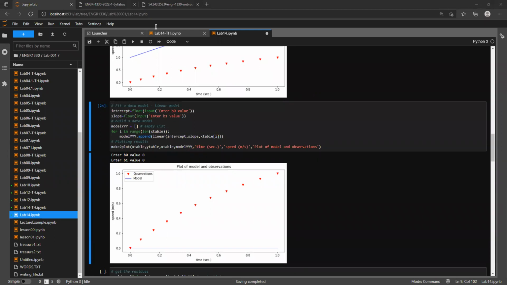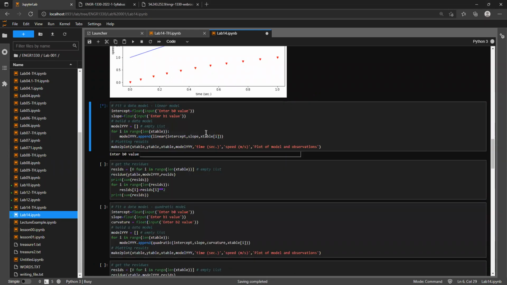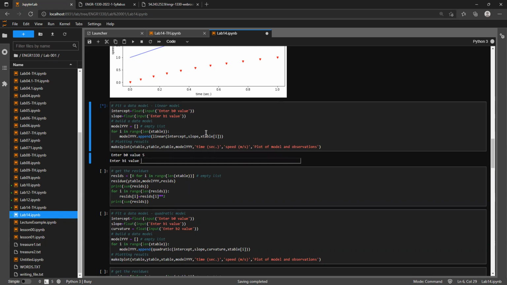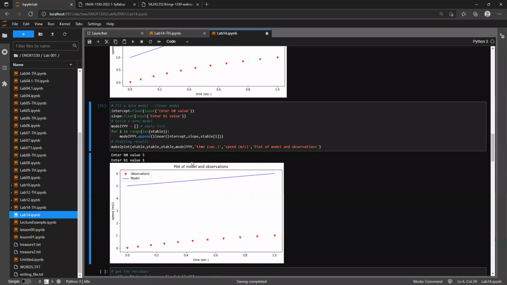So let's try again. What should my y-intercept be? What should b0 be? 5. Interesting. So we went from 0 to 2, and that moved it up. And we're going to set it to 5, and it's going to move it way up. Okay. What should our slope be? b1. And there's nothing wrong with just putting in random stuff so you can start seeing the pattern. 1. Okay. That gives us what looks like a better slope.